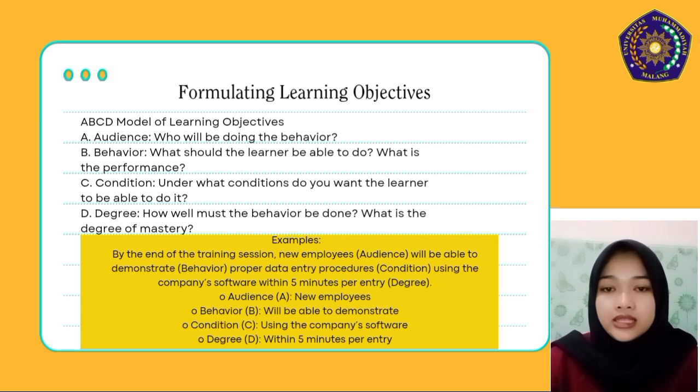And then C is condition. So what is condition? Condition is: under what condition do you want the learner to be able to do it? And the last is degree. How well must the behavior be done? What is the degree of mastery? That is about the ABCD model.